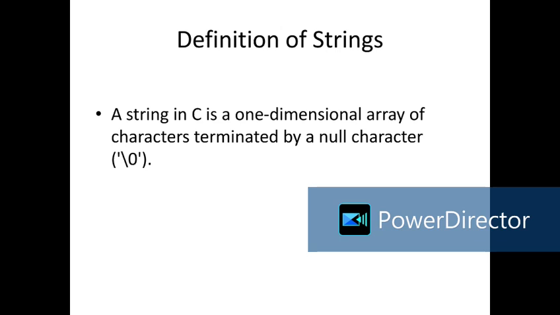For example, char string[] = "hello" is a valid string in C. Now here's something interesting. Even though the word hello contains 5 letters, the array actually contains 6 characters, because C automatically adds the \0 at the end when you use double quotes.